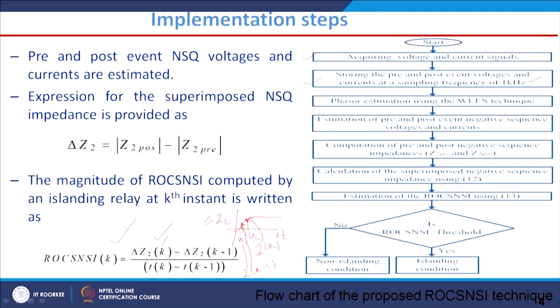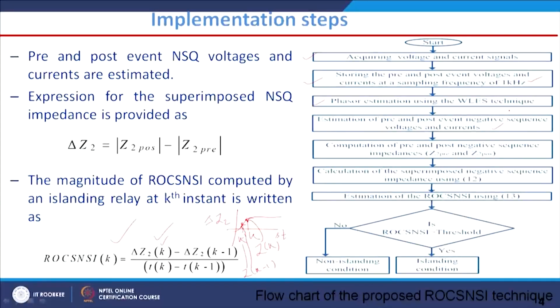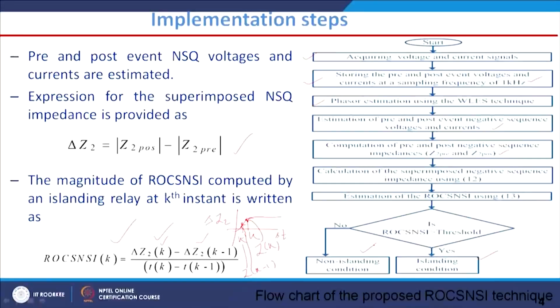Next, we estimate the phasor using the WLES, the weighted least error square based technique, and then we calculate the pre and post event negative sequence voltage and current, and finally Z2 pre and Z2 post, using the equations 12 and 13 in our paper. So here it is delta Z2, and finally the rate of change of the impedance. If this is greater than a certain threshold, then islanding is there; if it is below the threshold, then there is no islanding.